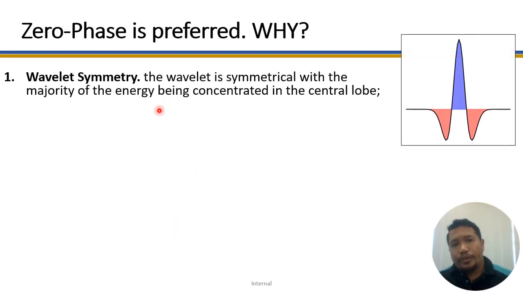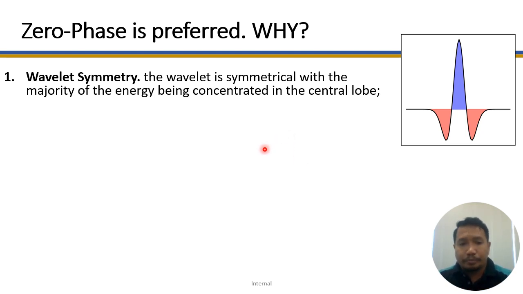So zero phase seismic data is preferred because it has a number of advantages over other types of seismic data or seismic wave phases, including, number one, wavelet symmetry. Zero phase wavelets are symmetrical with the majority of the energy concentrated at the central lobe. For example, over here in the blue color. This wavelet shape minimizes ambiguity in associating the observed waveform with subsurface interfaces.